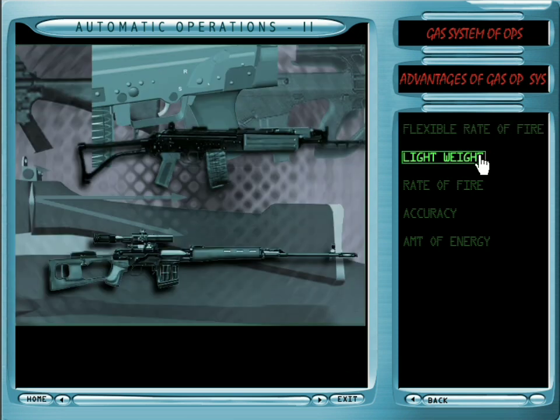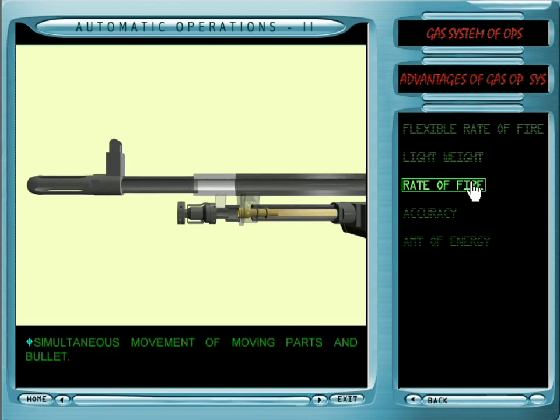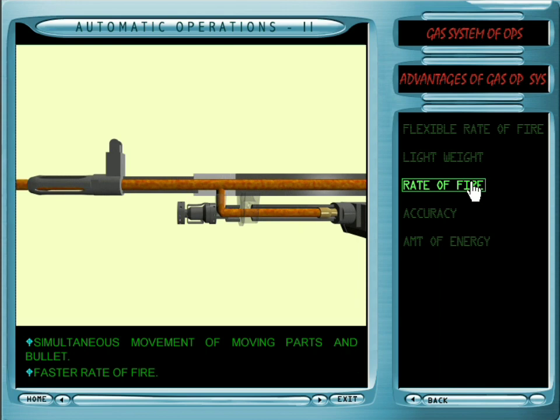Lightweight of the weapon. By optimum location of gas vent and the type of locking, the gas operated weapons can be made light in comparison to the recoil or the blowback operated weapons. Rate of fire. The cycle of operations in gas operated weapons begins simultaneously with the move of the bullet. Hence, a faster rate of fire is achieved in comparison to the recoil or the blowback operated weapons.